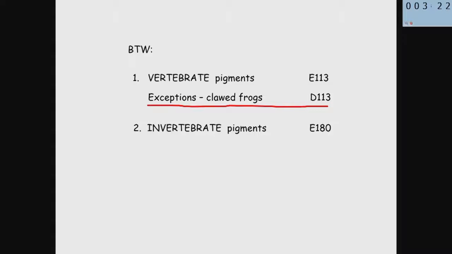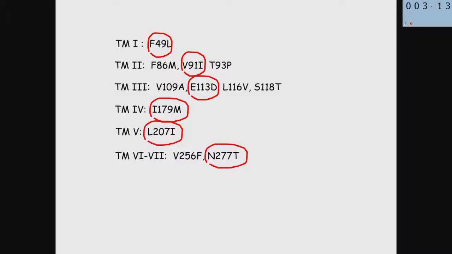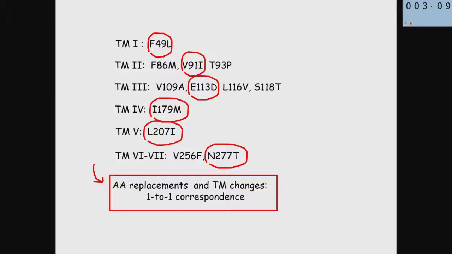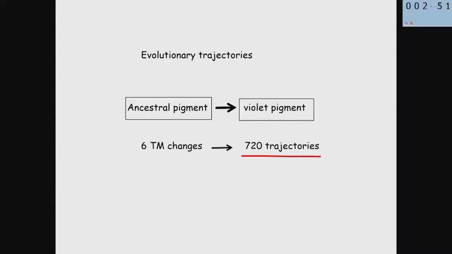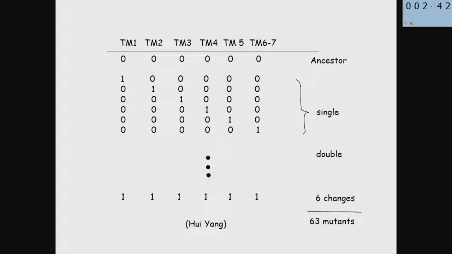By the way, in vertebrate ancestor pigment, all of them I know today are E113. Only frogs, special frogs, clawed frogs, have D113. In case you're wondering, the invertebrate equivalent place, E180, is the same E, except these frogs have D, right? So I make this assumption: amino acid replacement and the transmembrane changes have a one-to-one correspondence. It's not too bad. If you're really worried about it, I'll give you the rough impact at the end. If you do that, things become simple because we don't have to deal with 12 combinations, but six. That's 720 trajectories. Well, we can do this. In total, you have to make 63 mutations, then combine them, and we can make it to 720 or so.